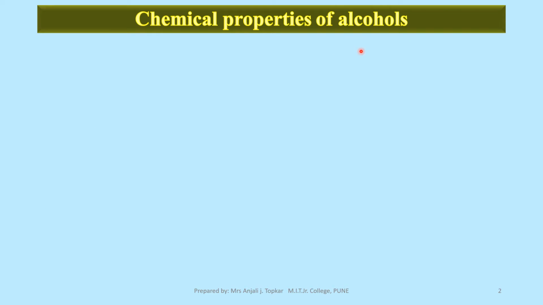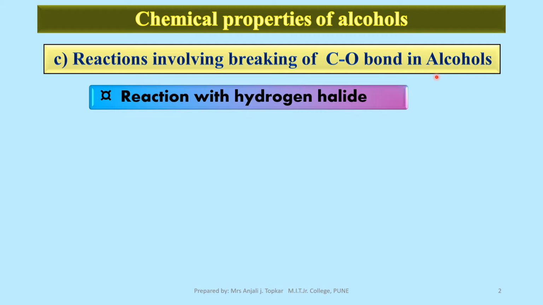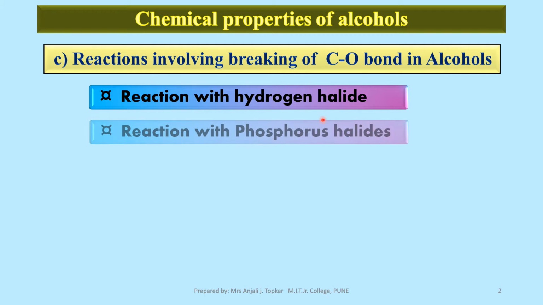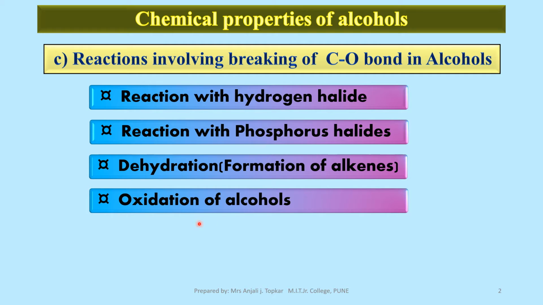Today we are going to see chemical properties of alcohols. The reactions or the chemical properties which we are going to deal with are as follows. Reactions involving breaking of C-O bond in alcohols. In this, we are going to see reaction with hydrogen halide, reaction with phosphorus halides, dehydration, wherein we are going to see formation of alkenes, and oxidation of alcohols.